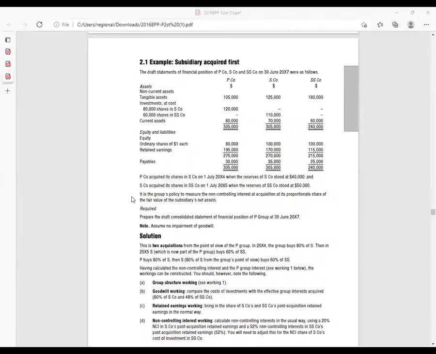Let me just display that one and give you 3 minutes. I would want to see whether there is anybody who will be able to give me the net assets of this at acquisition and net assets at reporting. I'm giving you exactly 3 minutes.